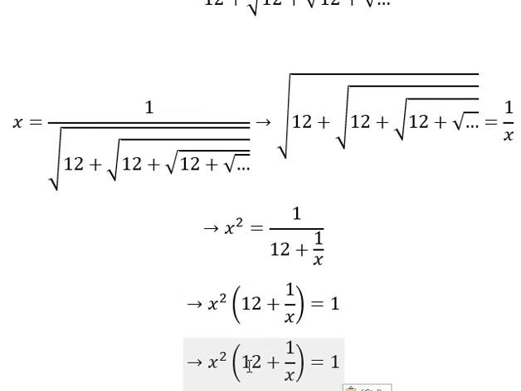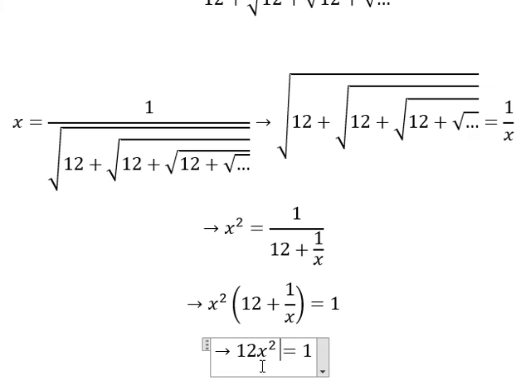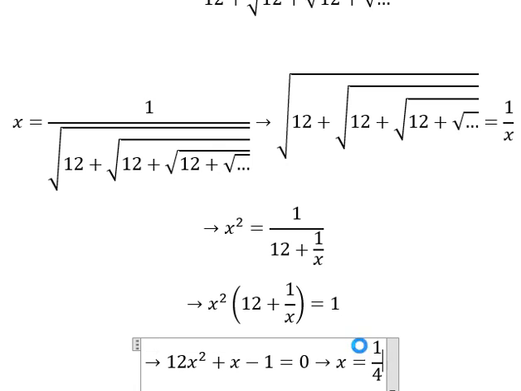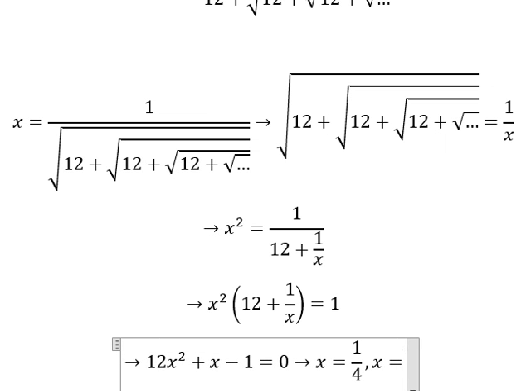Now x squared multiplied by this one. I will put number 1 to the left. And now we need to find the solution for x. And we have x equals 1 over 4, and x equals negative 1 over 3.